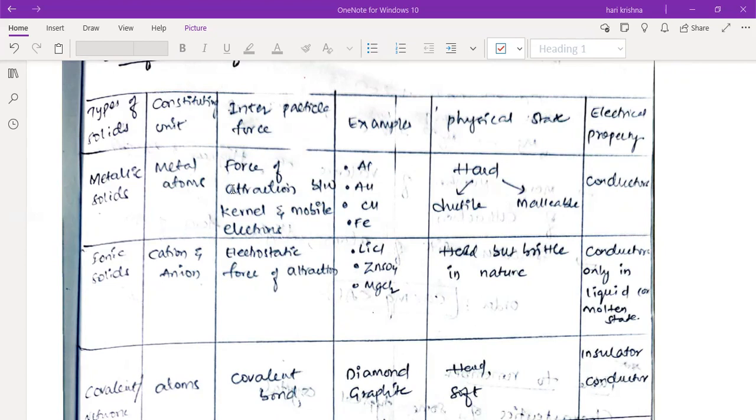When we discuss metallic solids, only metal atoms form the solid. So metal atoms are the constituent particles. Between two metal atoms, there will be a force of attraction called a metallic bond. Metallic bond is nothing but the force of attraction between the kernel and the mobile electrons. Now tell me, what is the meaning of kernel?